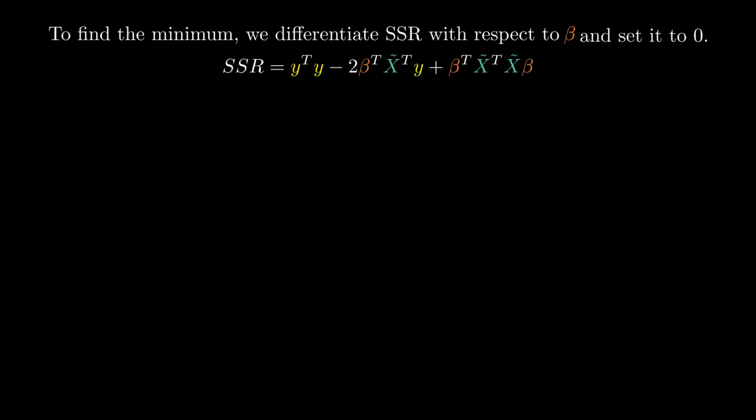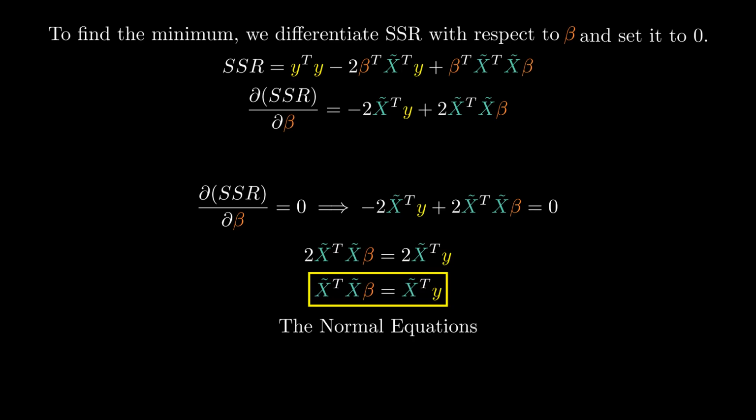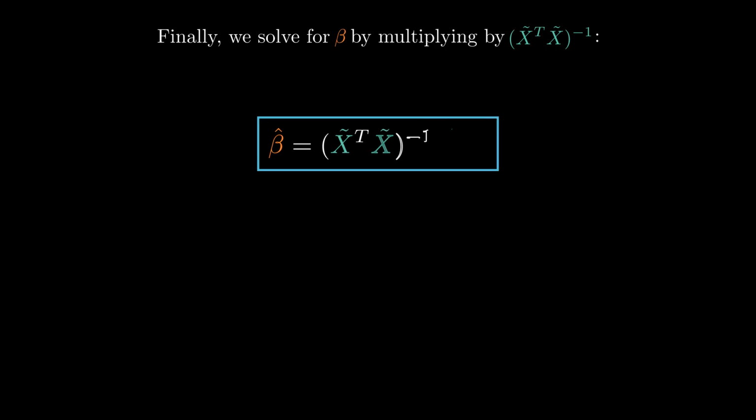To find its minimum, we will take its partial derivative with respect to beta and set it to 0. At the end, we get the normal equations. Note, this is linear algebra, and we can't exactly cancel out the x transpose matrices from both sides. Instead, we need to multiply both sides with the inverse of x transpose times x.